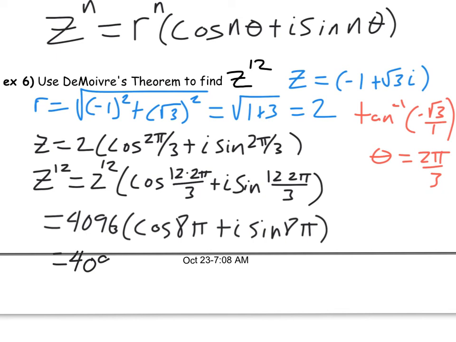And at this point, you can think of 8 pi as basically 4 trips around the unit circle. So just think of the location of where you're at. You're basically at 0. If you were to subtract 2 pi 4 times, you'd get right back to 0. So the cosine at 0 is 1, and sine is 0. So the imaginary component is gone because it's just i times 0, and we distribute the 4,096 basically times 1, and we actually see our answer is a real number. It is 4,096.